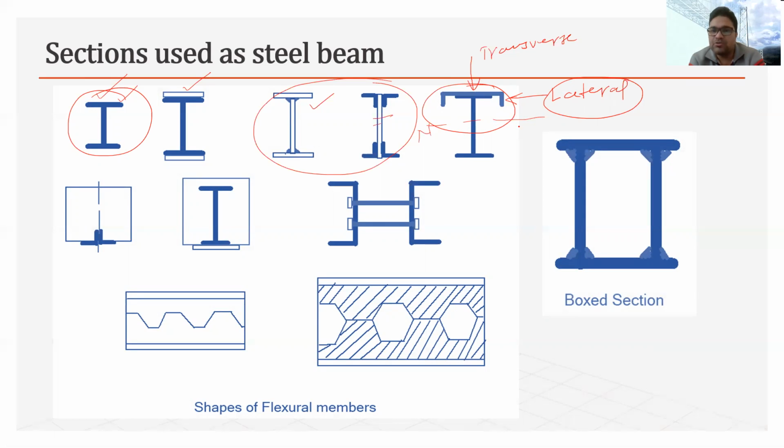because this lateral torsion will occur on the upper part of the beam. So if this is a neutral axis, the upper part will be in compression and the lower part will be in tension. So basically this buckling phenomenon generally doesn't occur in a tension member, it occurs in compression.